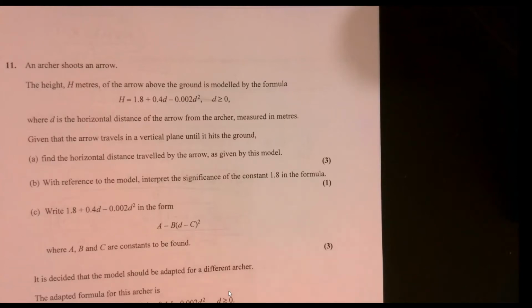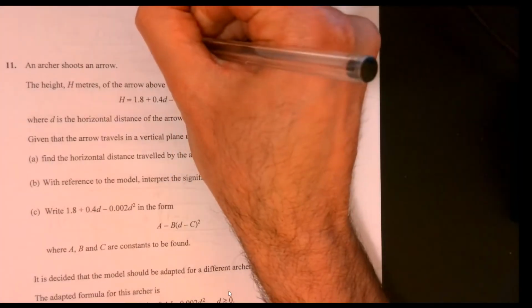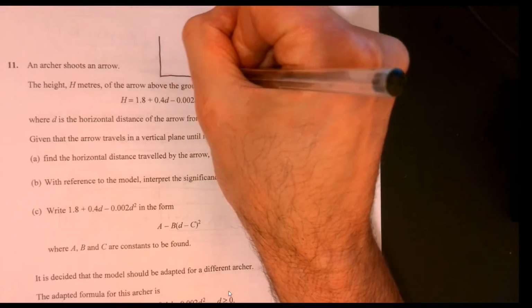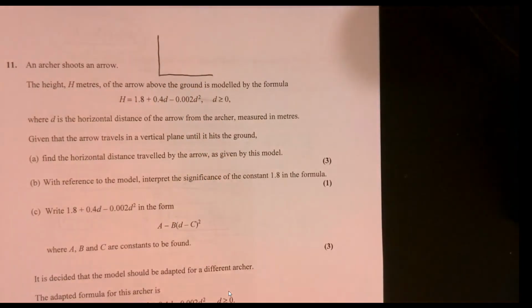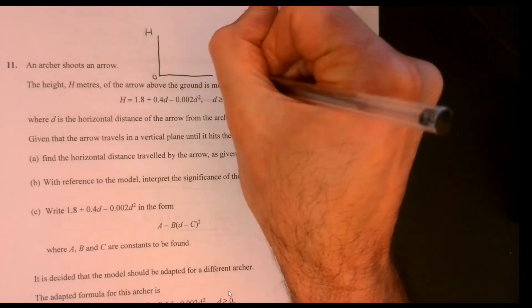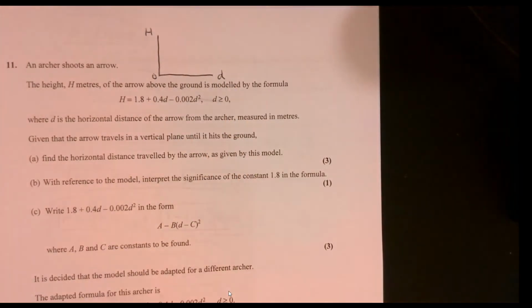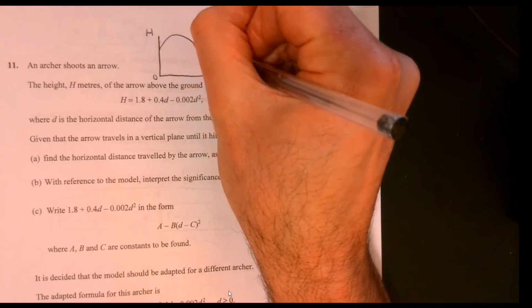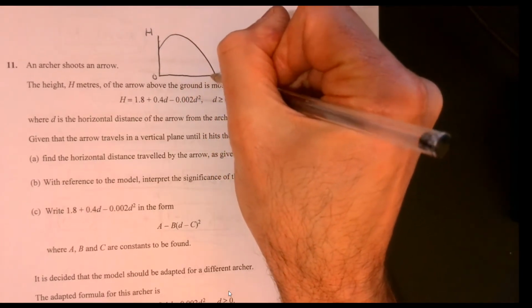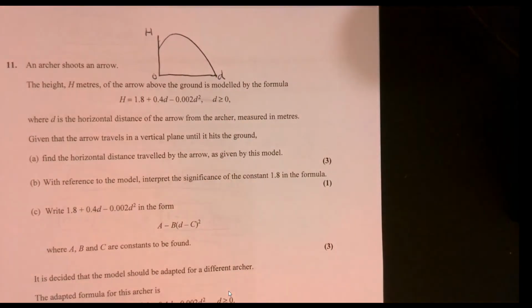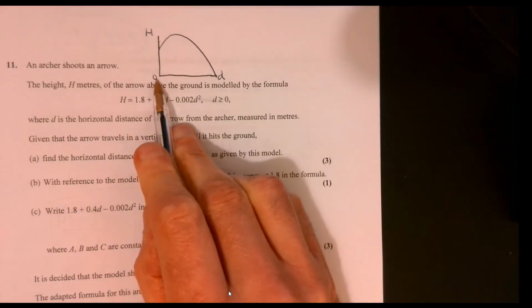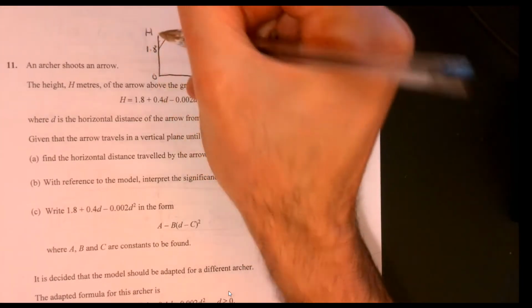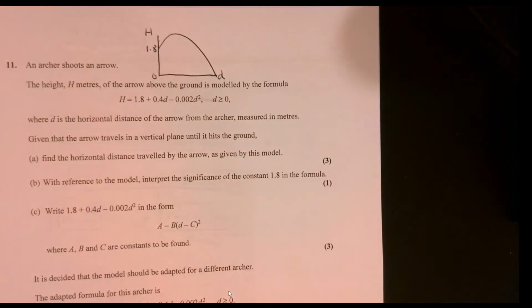Question 11. The first thing I've done here is draw myself a little diagram just so I can appreciate what's going on. So we've got height and we've got distance. An arrow is fired and then it comes down. Now, when the distance is 0, I can tell that this value here must be 1.8.